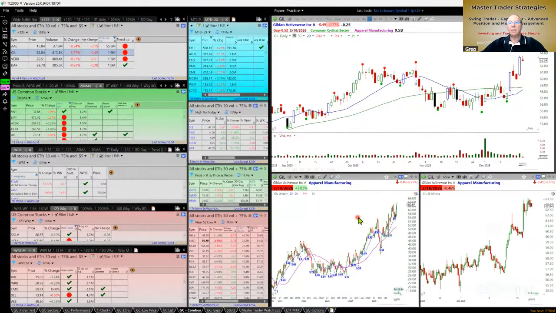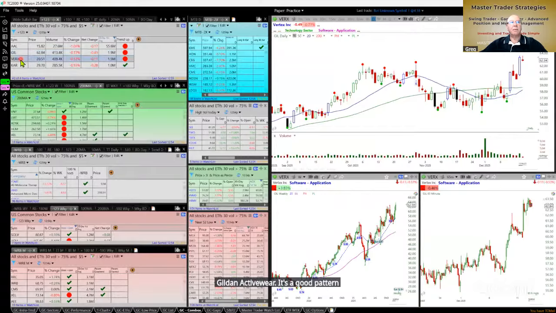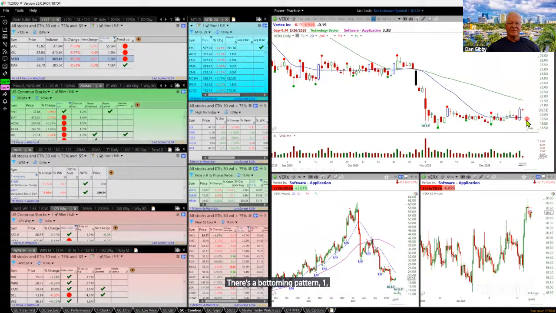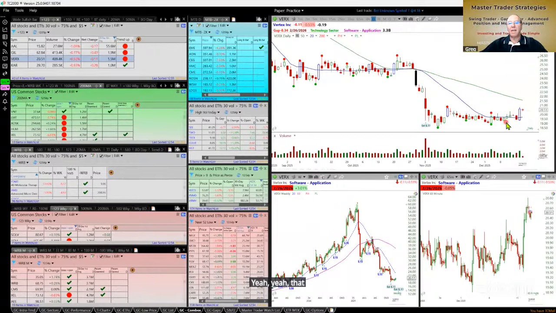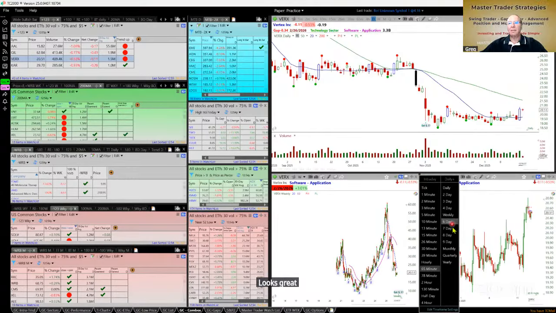New all-time highs. Apparel and manufacturing. They must make some nice stuff. Gildan Activewear. It's a good pattern. Let's look at another one. There's a bottoming pattern, 1-2-3. That's today's subject right there. Yeah, that's a dumpster stock. Here's the weekly chart. Looks great. Let's look at the monthly chart.